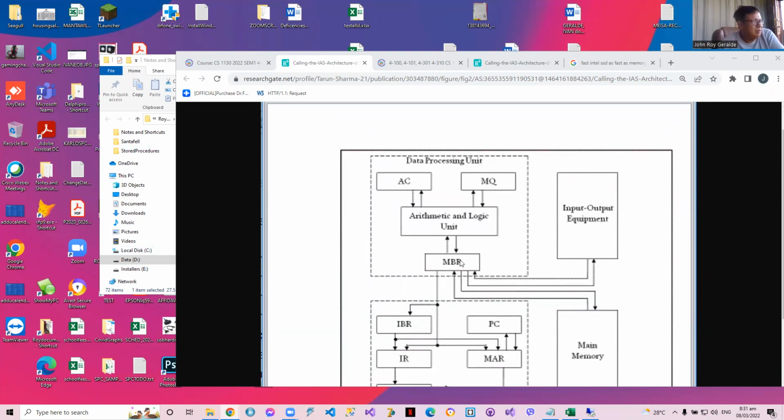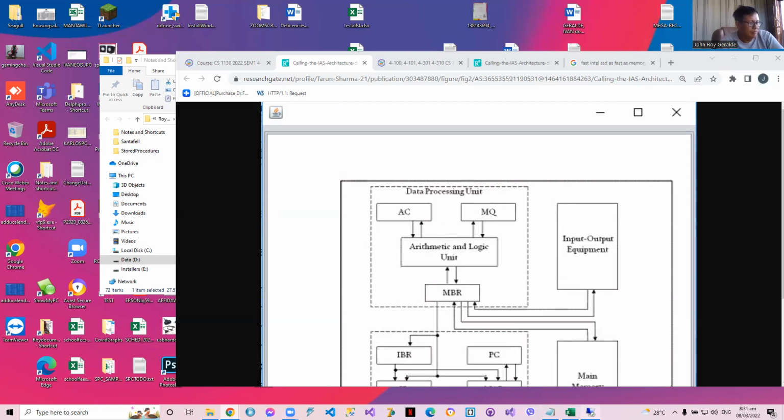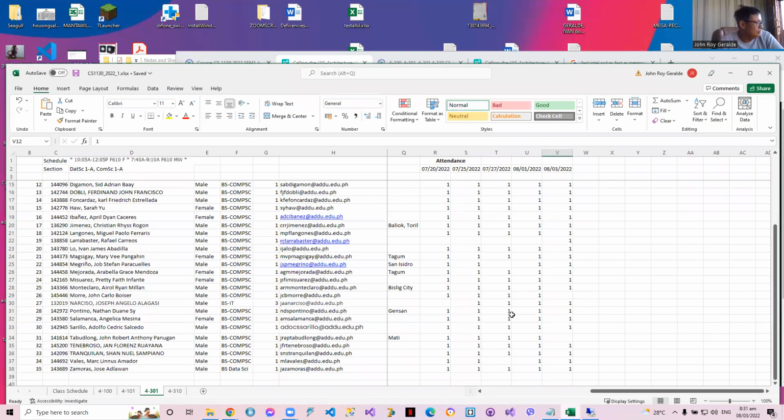Unlike Charles Babbage, where the arithmetic logic unit and the control unit are merged into the mill. That's why he has a very complicated mill. Okay, any questions? Who just came in?